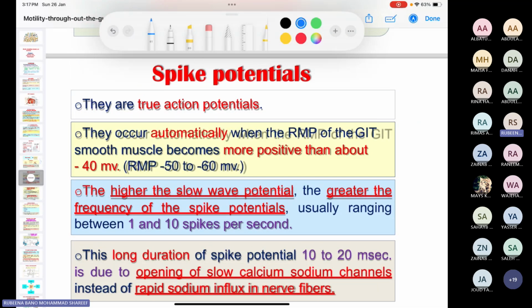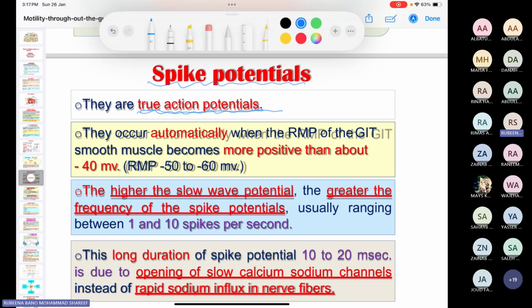So as I said, the spike potentials are the true action potentials. Sorry, I mean, the slides are not that clear. I don't know why it is appearing like this.